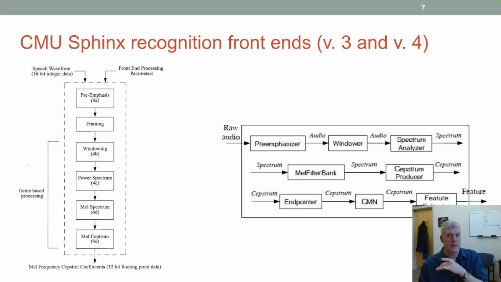Like the makers of Praat said, it is much better than any other windowing. We have a spectrum analyzer. It creates a spectrum. When we go into the mel filter bank, then we have a cepstrum producer, which goes into the M-pointer, which goes into the CMM, and out comes the feature extractor, the features coming out of this thing. Again, you don't have to worry about the details. I don't expect you to know the details.